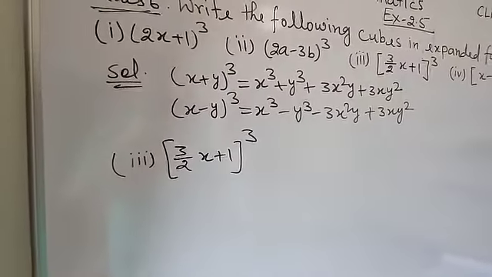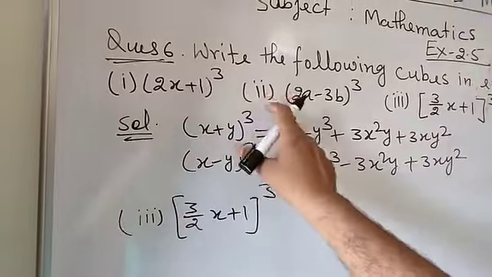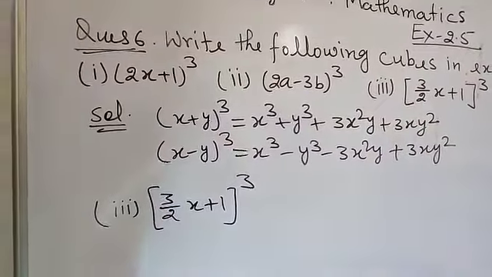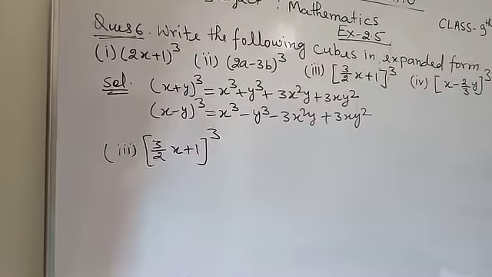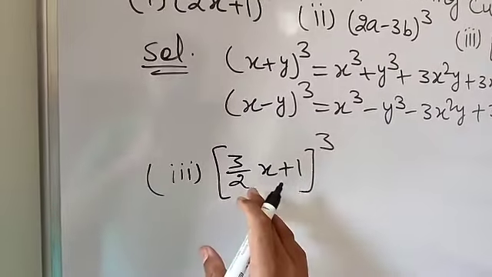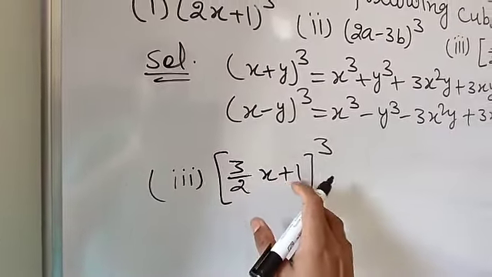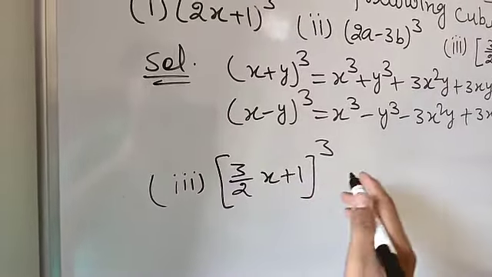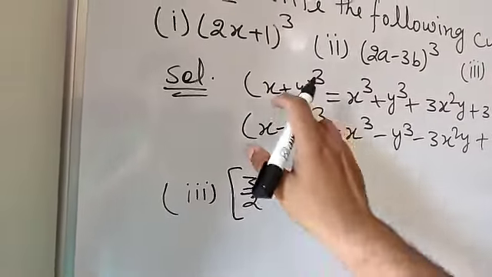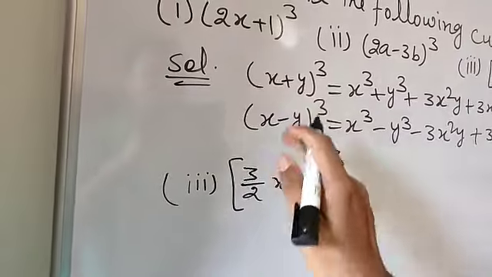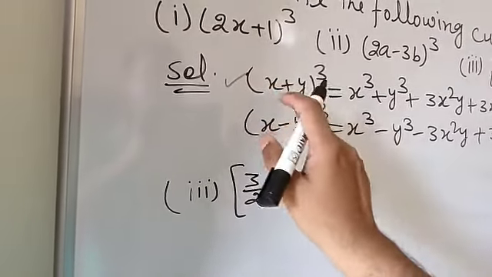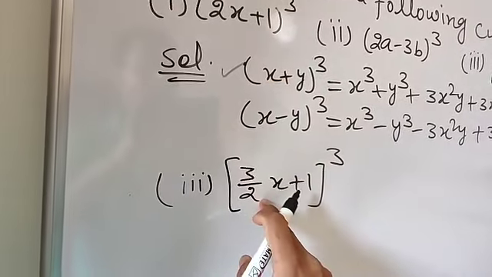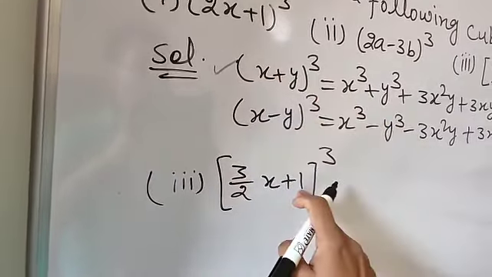I am going to solve the third and fourth parts. First and second are similar to the third and fourth, so you need to solve them similarly. Here I have written the third part, 3 by 2x plus 1 whole cube. If you compare with the identity, here it is plus, here it is plus. So which identity will be used? This one, x plus y whole cube. If you compare, at the place of x, 3 by 2x is there, and at the place of y, 1 is there.